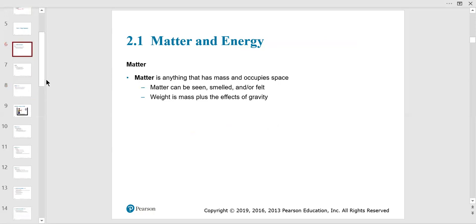So matter, what's the matter? That's not what we're saying. Matter is anything that has mass and occupies space, like me. So anything that you could weigh and that takes up space in the universe has mass. So those atoms have mass. Remember CHON: carbon, hydrogen, oxygen, nitrogen have mass. And mass comes mostly from the protons and neutrons, not so much from the electrons. They don't have much mass at all.